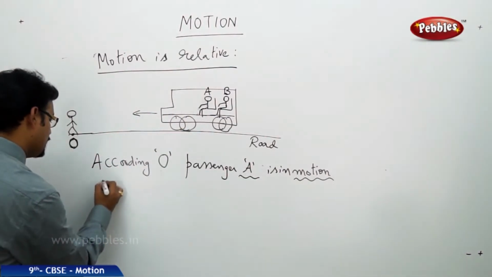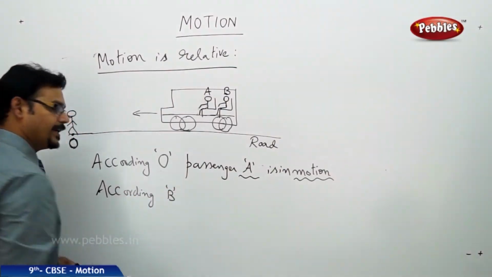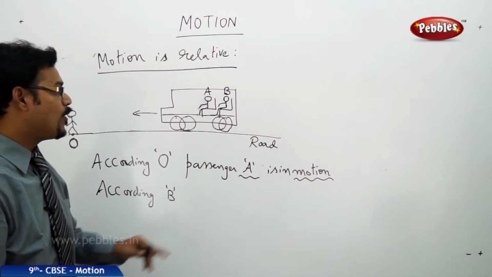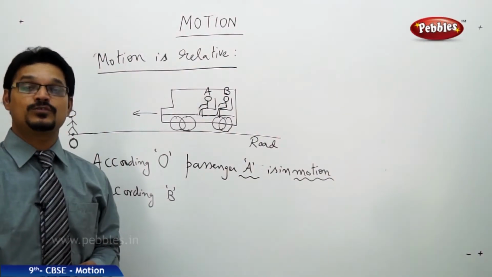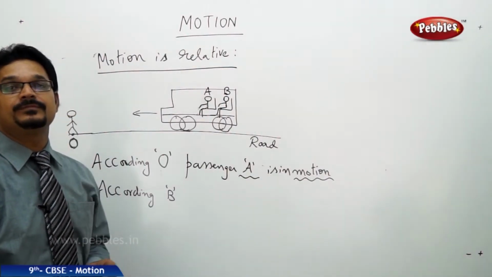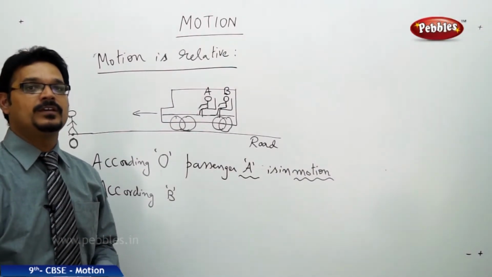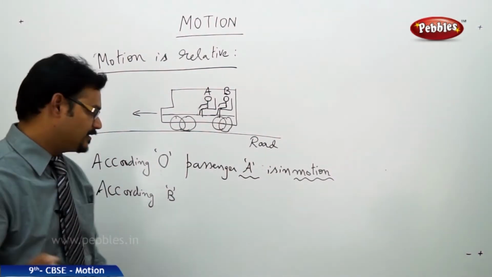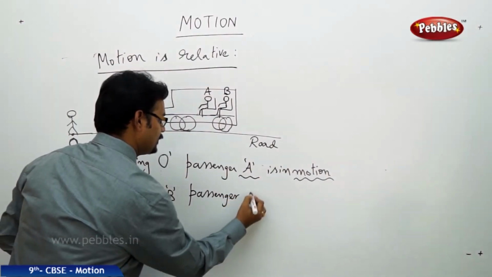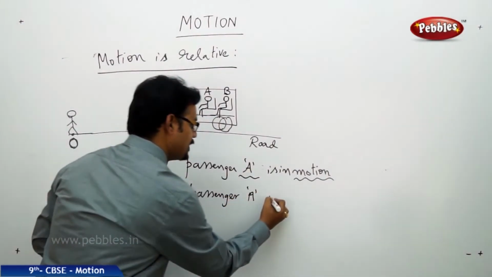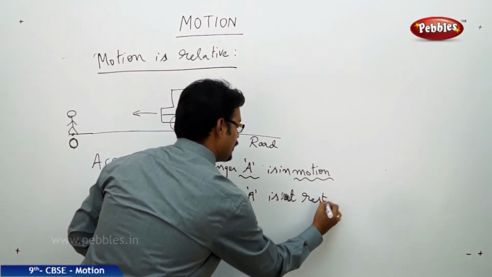Now, according to B, what is the state of passenger A? Just think, when you are traveling in your school bus, sitting next to your friend, what is the state of your friend who is sitting next to you? Yes, you are correct. Rest state. So according to B, passenger A is at rest.